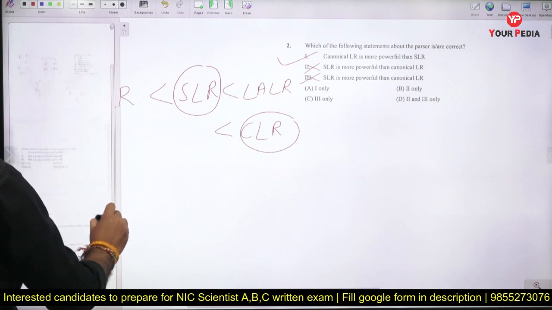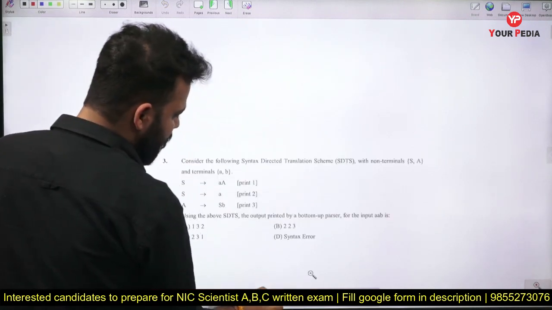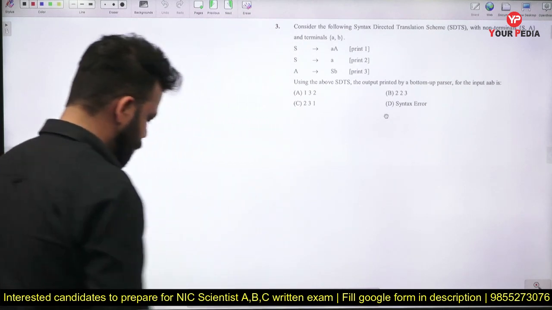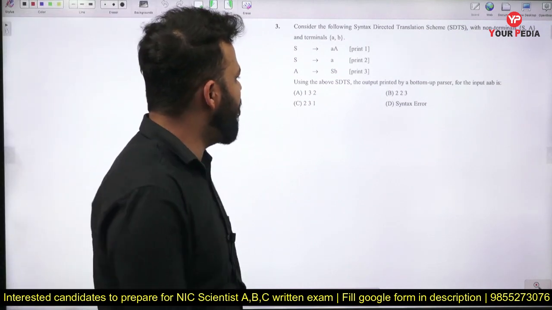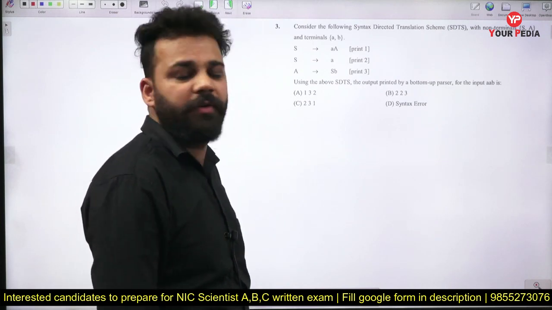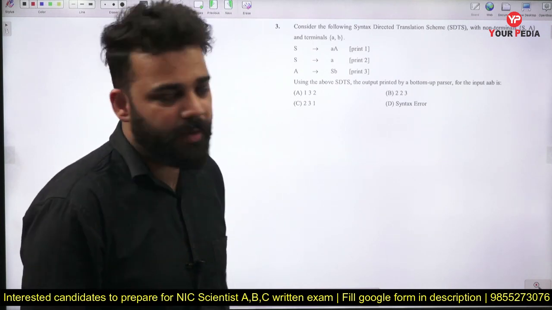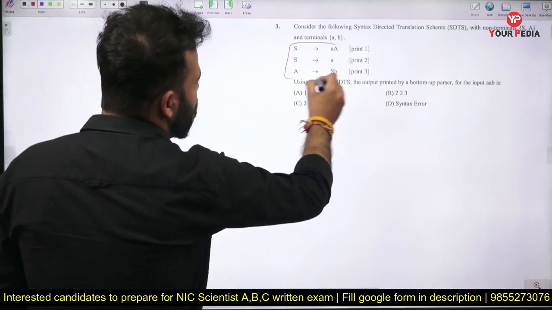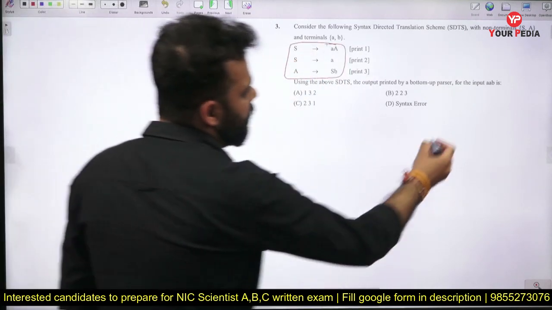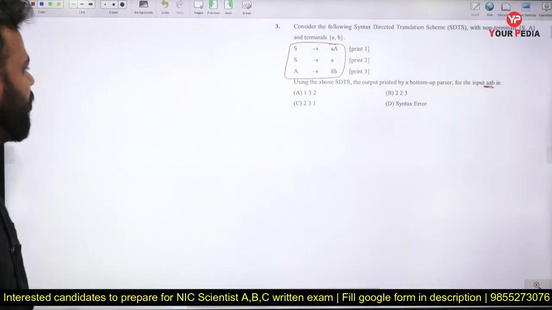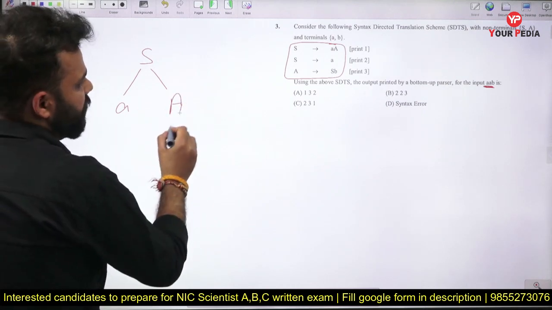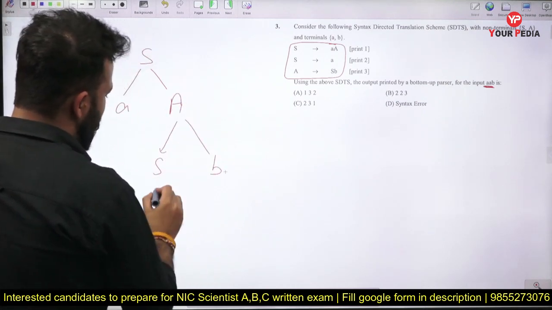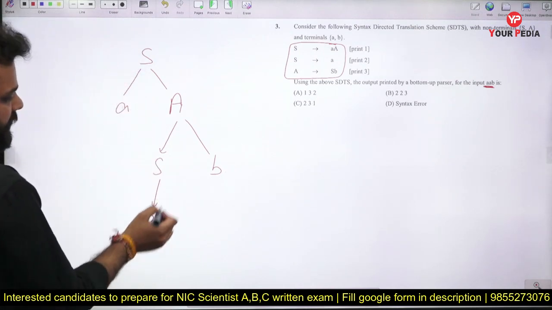Now next question is, consider the following SDT with non-terminals S, A and terminals a, b, and using the above SDT we have to tell what will be the output if you use the bottom-up parser. Now these are some SDTs given to you. Now input is AAB. So first we will make a tree for AAB. How we can make AAB here is A, S will go to A, A will go to SB, and S will again go to A. So this will make AAB.